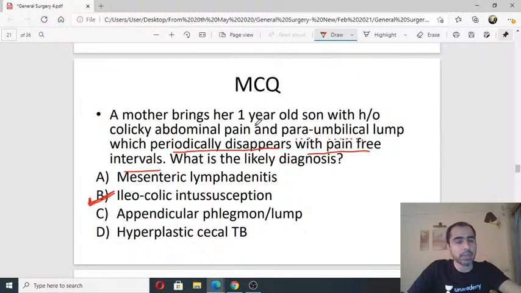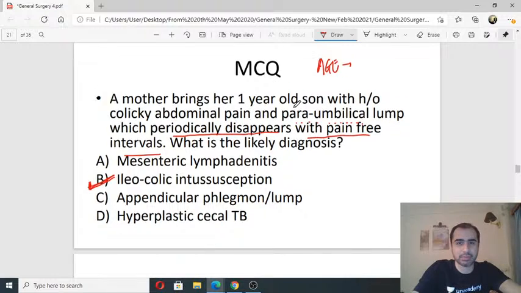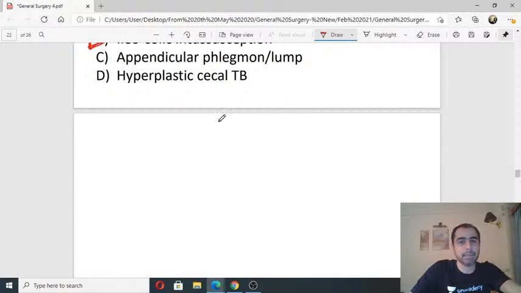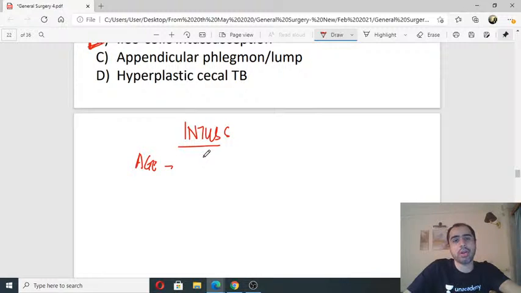What else do you expect? First thing, what is the age at which the child gets ileocolic intussusception? Age of presentation. Should it be 1 year or should it be something else? When should a child normally get ileocolic intussusception? After 1 year. Infancy. Absolutely wrong. Answer is 6 months to 1 year. The best answer is weaning period. This will be your answer.